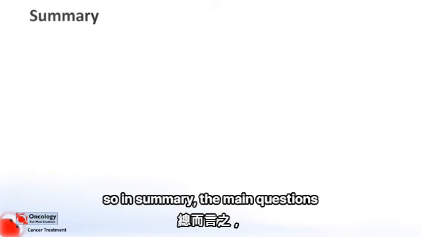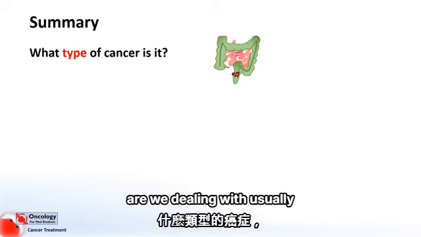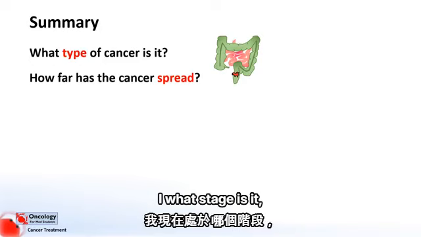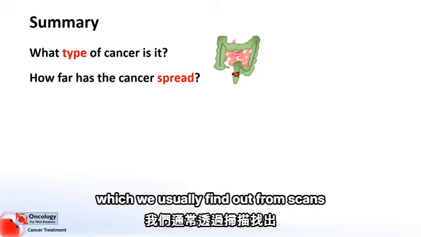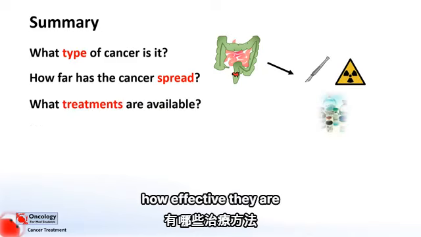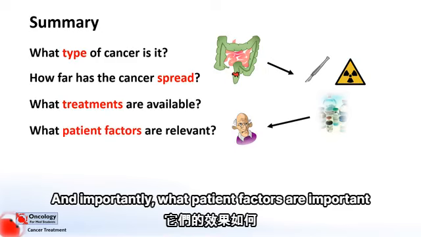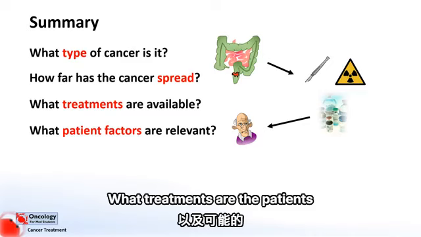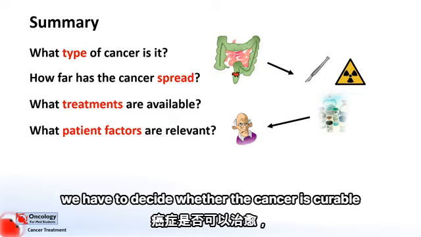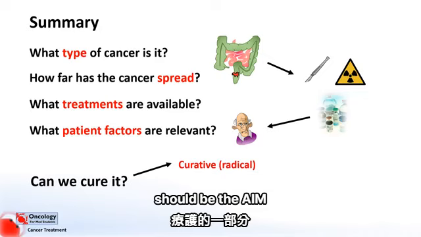So in summary, the main questions that are raised when choosing cancer treatments are: what type of cancer are we dealing with? Usually this is found out from histology results from biopsies. How far has it spread, i.e. what stage is it, which we usually find out from scans. Then we ask what treatments are available, how effective they are, and what the likely side effects might be. And importantly, what patient factors are important, what treatments are the patients fit for, and what are their own preferences. With this information in mind, we have to decide whether the cancer is curable or whether symptom control as part of palliative care should be the aim.